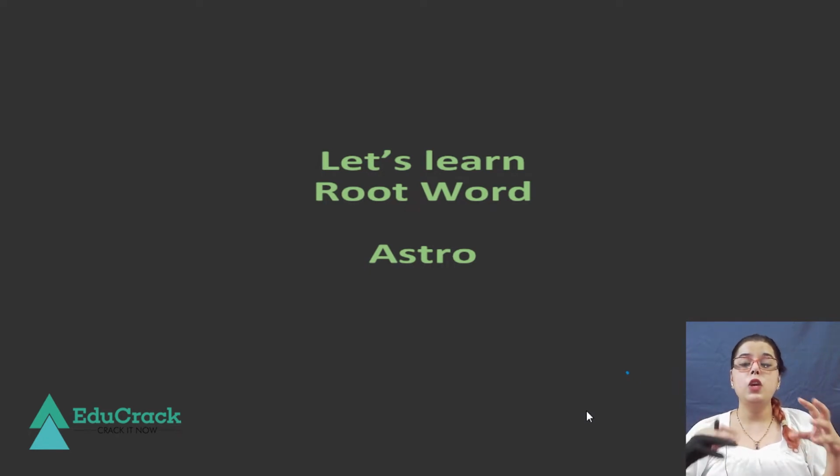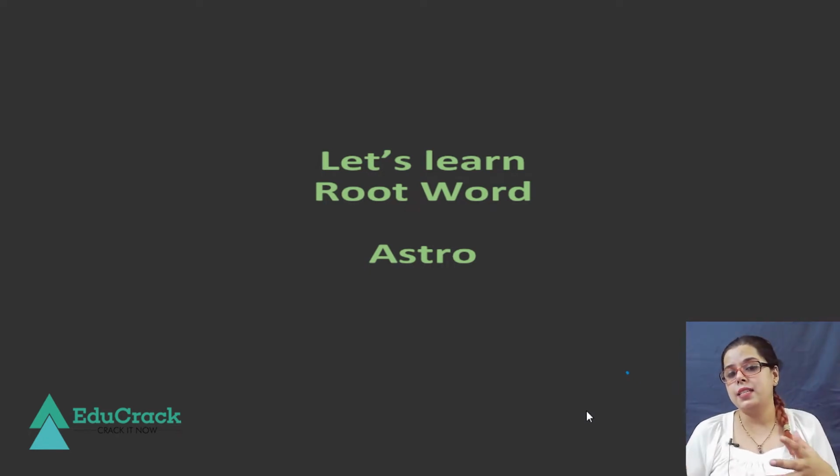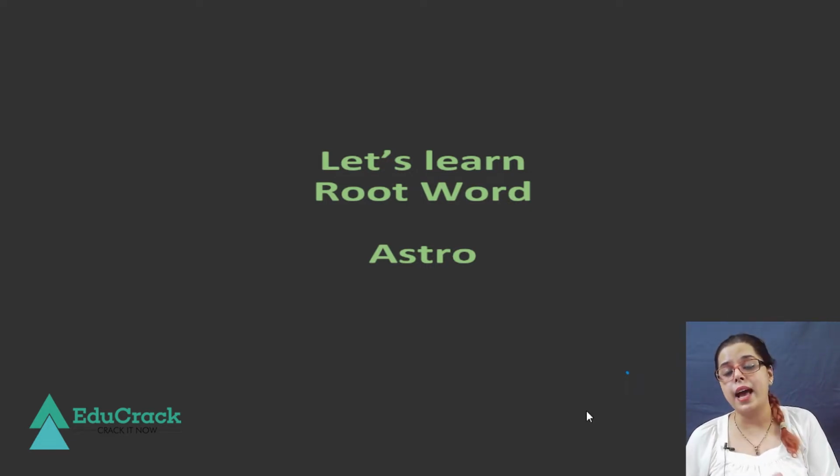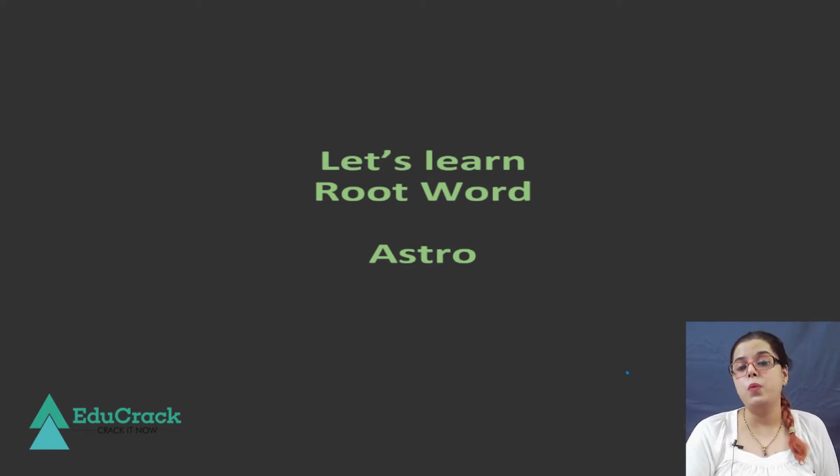Sometimes we use a root word as a prefix, that is, it is used before a word starts. Sometimes it is used at the end of a word as a suffix. Sometimes the root word is the main stem of the word. Let's look at the root word astro and the different words that originate from the root word astro.